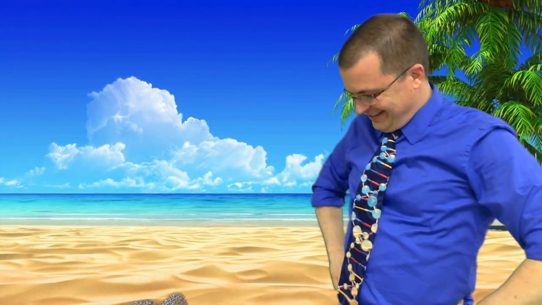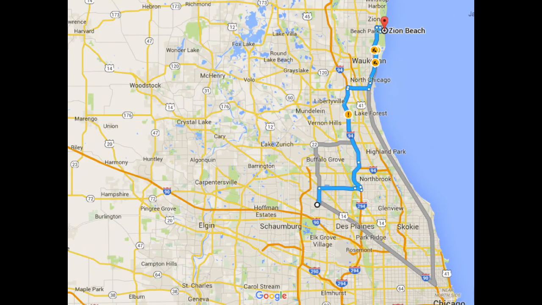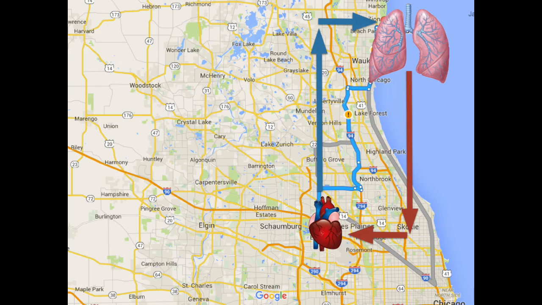We're going to take a field trip to the beach. What does this have to do with the beach? Well, it's symbolic. It's a metaphor. Our journey will start out at the school building. That's going to represent the heart. As we travel out of the heart, out of the school building, we'll head up to the beach. We'll let the beach represent our lungs.